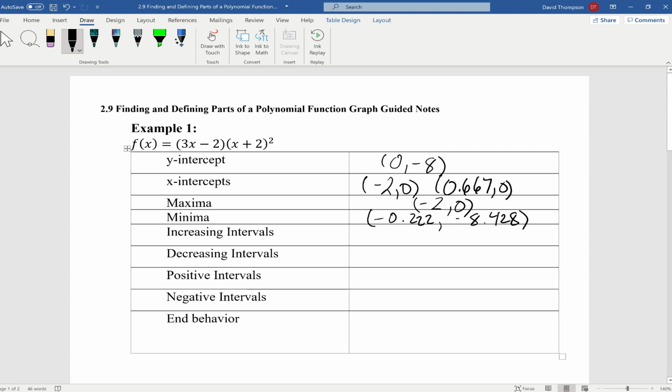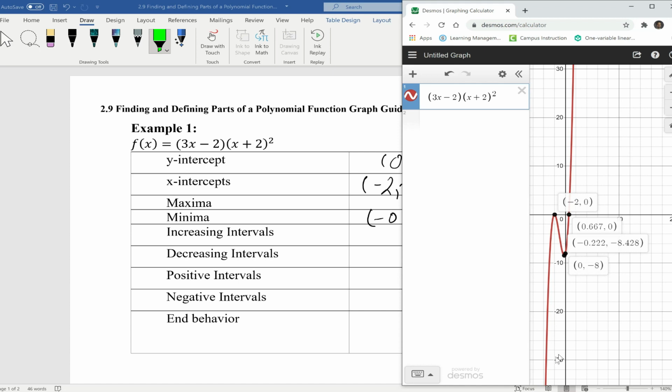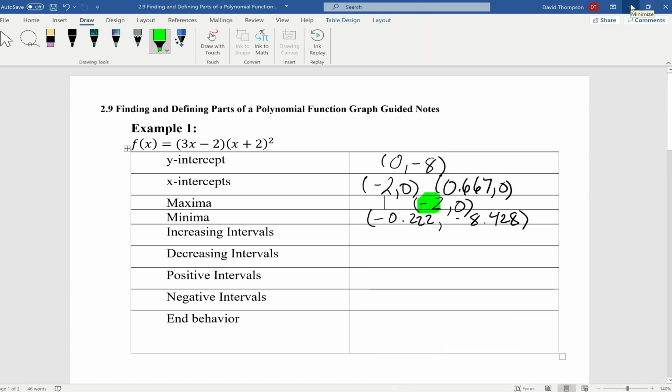Now we want our increasing intervals. That deals with our maxima. So let's just use our highlighter. So we want the x value of the maxima. So we start increasing from -infinity to -2. So we'll just highlight our first one. It'll be -infinity to -2.